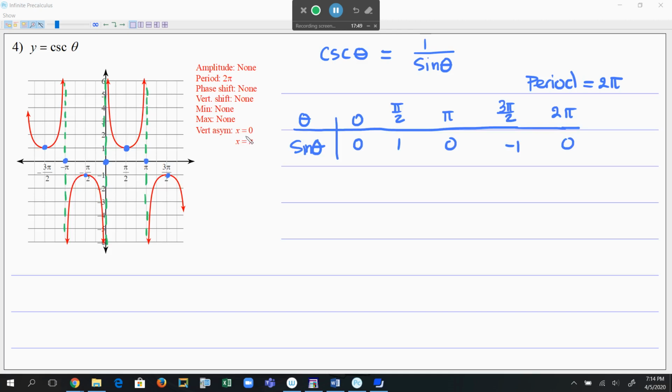And the vertical asymptotes, here we only list 2. We only say x equals 0 and x equals pi, because we only list 2, but of course there will be x equals negative pi here too. Okay, so let's move on to the next graph.